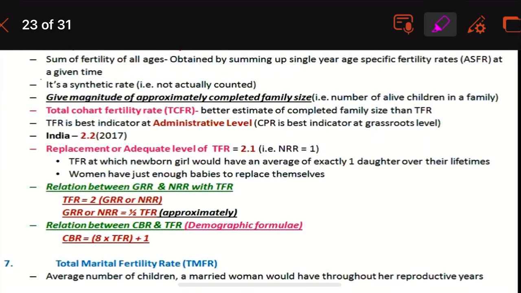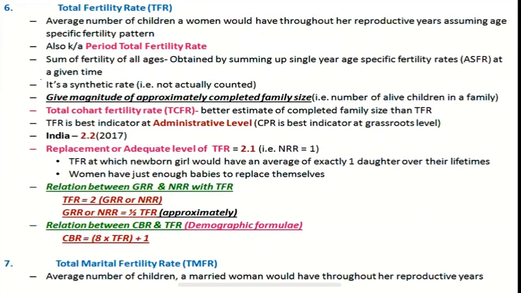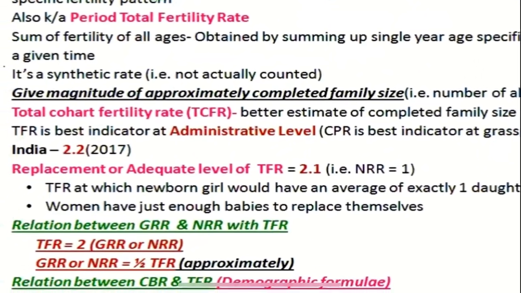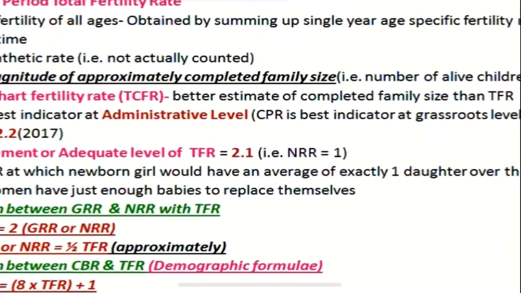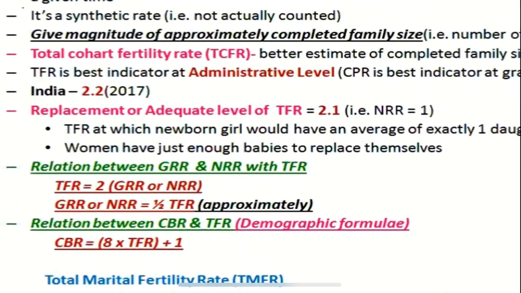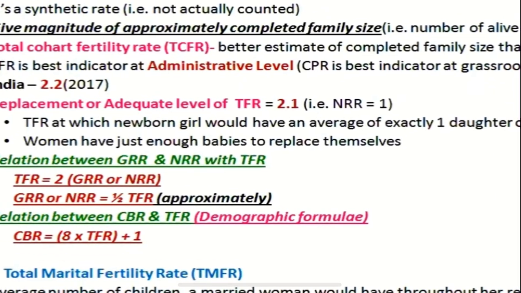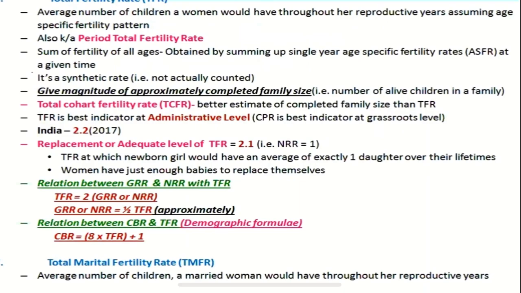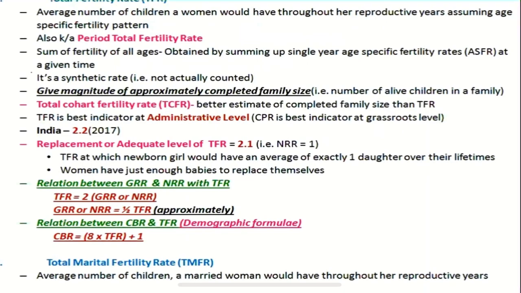Now, what do we do in this? We see that the total fertility rate is also known as the period total fertility rate. It is the sum of fertility of all ages, obtained by summing up the single year age-specific fertility rates at a given time. It is just a synthetic rate. It is not actually calculated. What is the use of the total fertility rate? It gives us a magnitude of the approximately completed family size. That is, what is a completed family size? That is the number of alive children in a family.